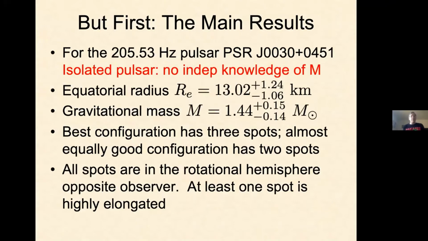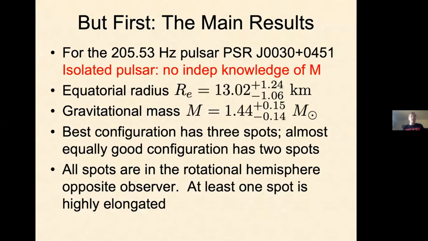I don't know if you've read these papers, and I don't want to keep you waiting. I'll give you, therefore, first the main results. This particular pulsar rotates at a little bit more than 200 hertz. This is an isolated pulsar. This means that we did not have any information from radio timing of the binary to give us, say, the mass or the observer inclination. What we find is that in rough measure, the equatorial radius is about 13 kilometers plus or minus 1 kilometer, and we also were able to find the gravitational mass to about 10%.